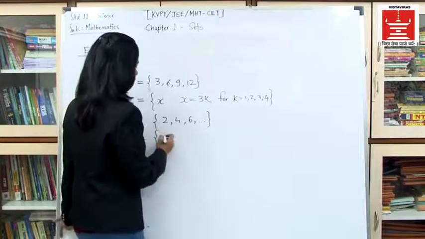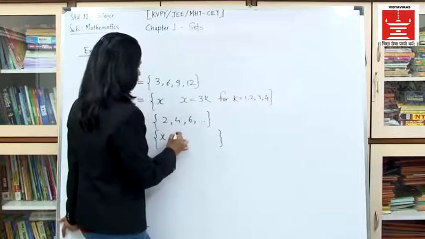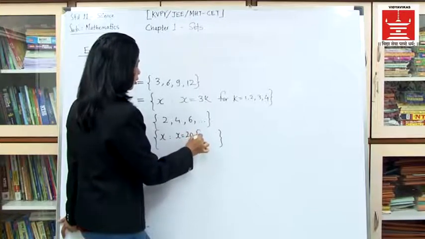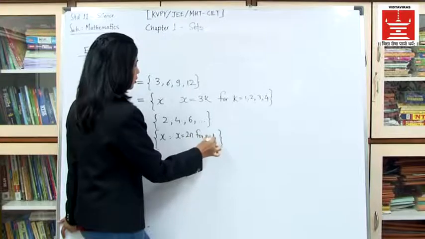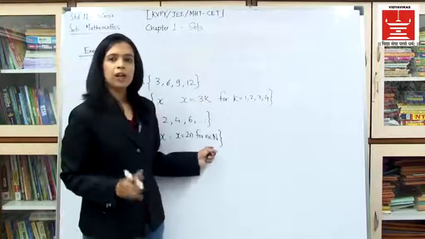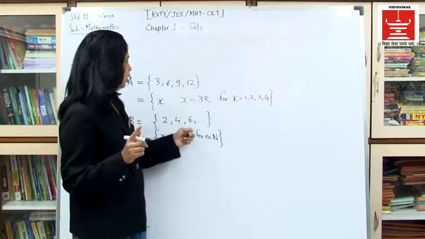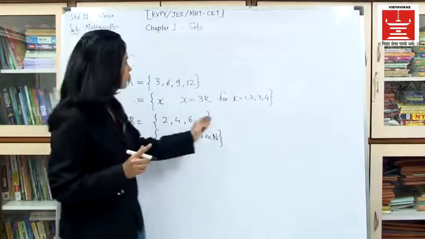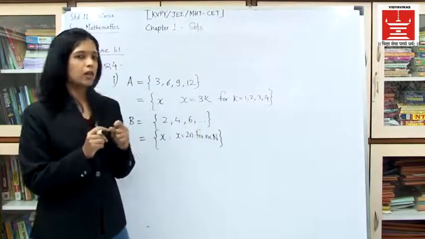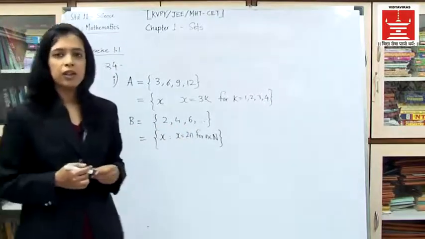So we can write this as the collection of all x such that x is equal to 2n for all natural numbers n. So n is a natural number. For n equal to 1 you get 2, for n equal to 2 you get 4, for n equal to 3 you get 6, for n equal to 100 there is 200 somewhere lying inside the set, because these dots show the continuity of the pattern and also of the elements. So these are all positive even integers.